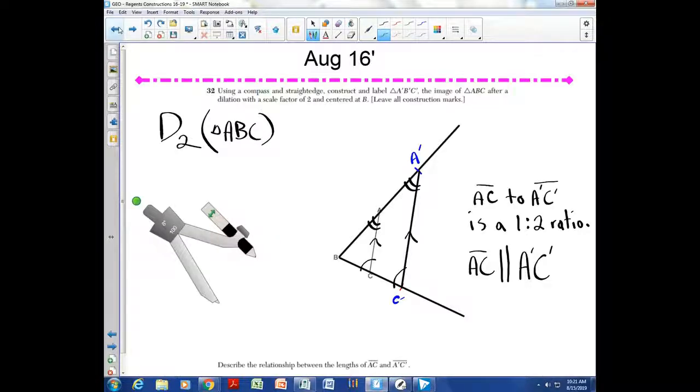And there you have it, 10 constructions from 10 Regents.